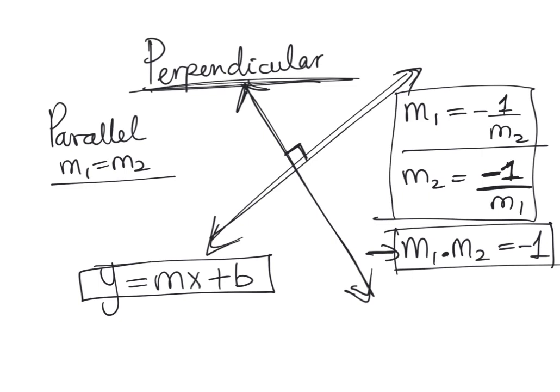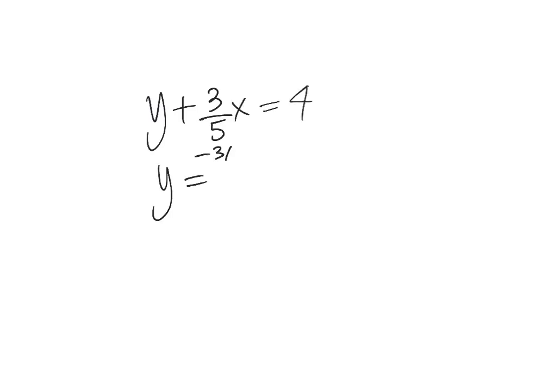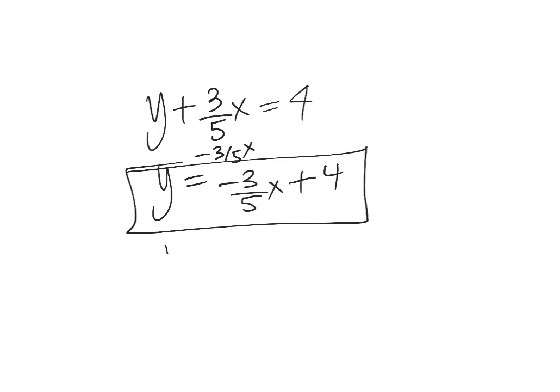So again, if they give you a problem like this, let me write the problem out. If they tell you y plus 3/5x is equal to 4, you can just simply subtract 3/5x from both sides, and you get this answer. You've written it in the slope-intercept form.